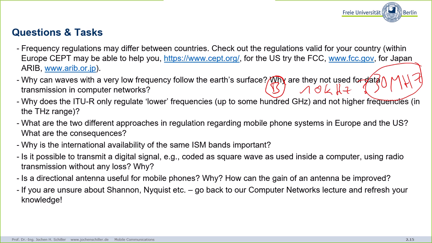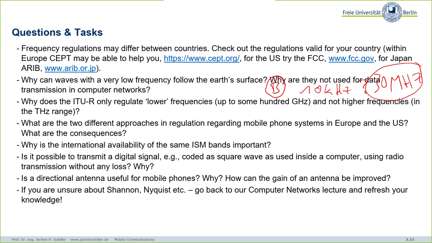Okay, ISM bands, right answer. The point is, for these classical PCs, tablets, etc., you don't want to have a license. You don't want to have a contract with a certain network operator, for example. With the ISM bands, you can simply operate your device and that's it. So you don't have to have a contract with Vodafone, Telefonica, or T-Mobile before you switch on your wireless LAN. These are so-called license-free bands at 2.4 gigahertz, or license-exempt bands at 5 gigahertz. So these are frequencies where you can simply operate your device.